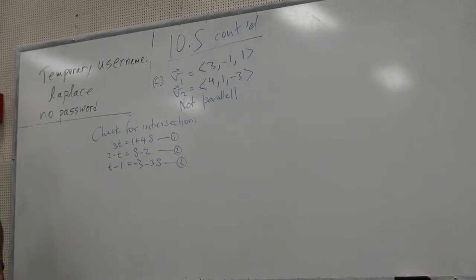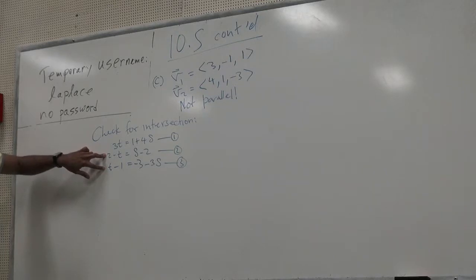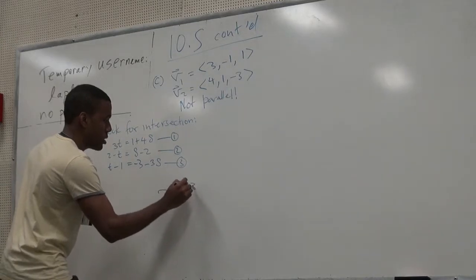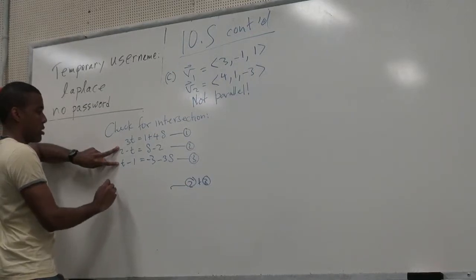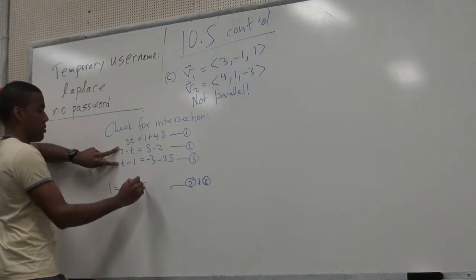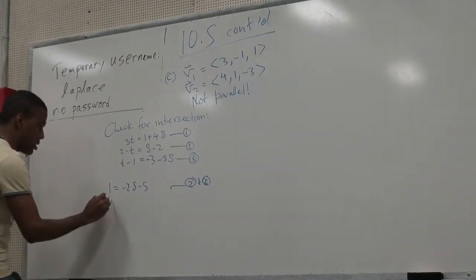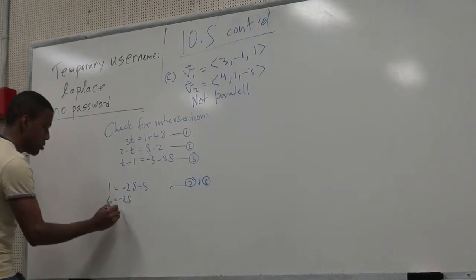There are tons of ways. You can use substitution. You can solve for s or t in one equation, or you can solve for t in another. Try to avoid fractions or anything too complicated. Right away I saw that we could probably just add these two, because I have a negative t and a positive t. If I take 2 plus 3, I get 1 is equal to minus 2s minus 5. So this is 6 is equal to minus 2s, and s is equal to minus 3.